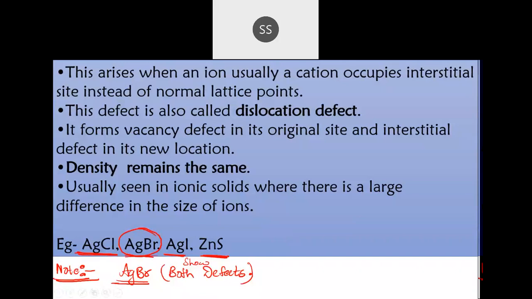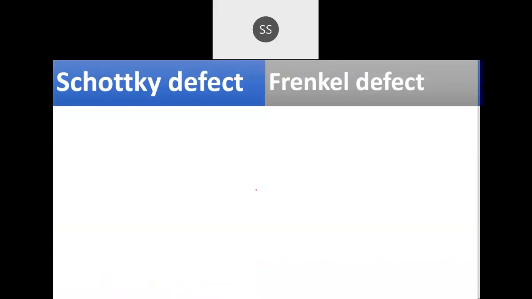Now, when they ask you in the exam, they will ask you as a difference: give the difference between Schottky defect and Frenkel defect. Then how many points will you write down? For the first one, the first point you can talk about is the definition. What does Schottky defect mean?